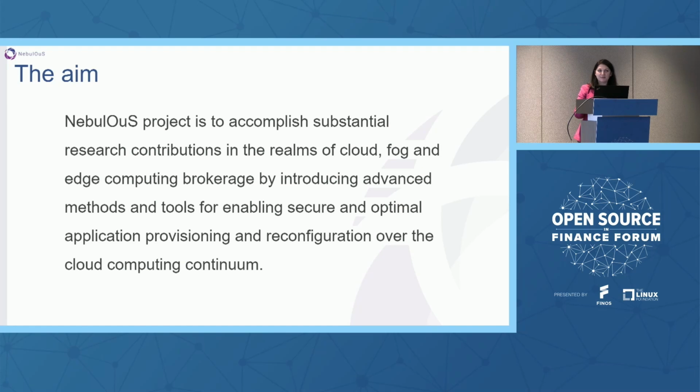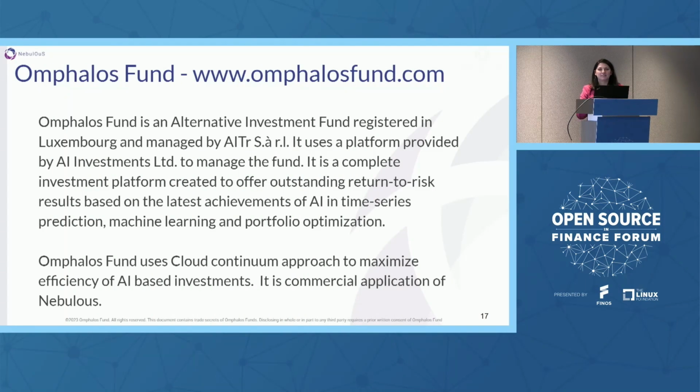So, to summarize NebulOuS: the aim of the project is to make a substantial resource contribution to the realms of cloud, fog and edge computing brokerage by introducing advanced methods and tools for enabling secure and optimal application provisioning and reconfiguration over the cloud computing continuum. So this is all about NebulOuS, and now how it works and what it is for and where we use it.